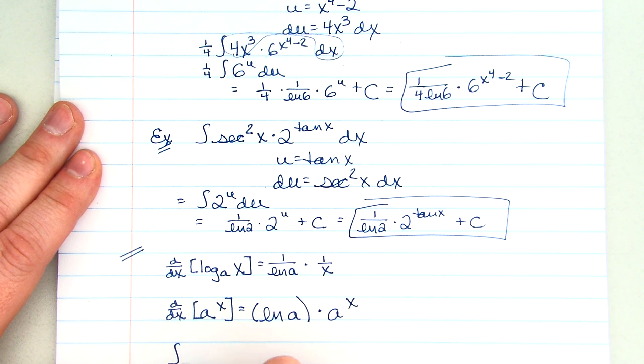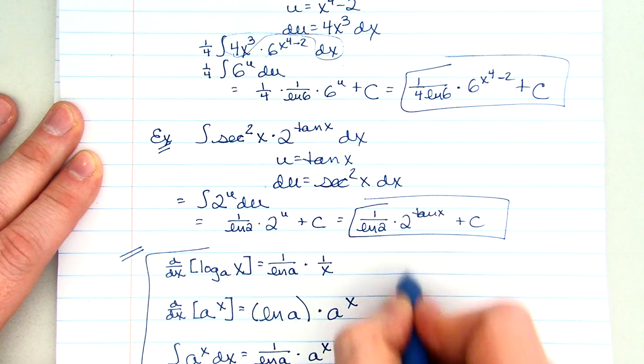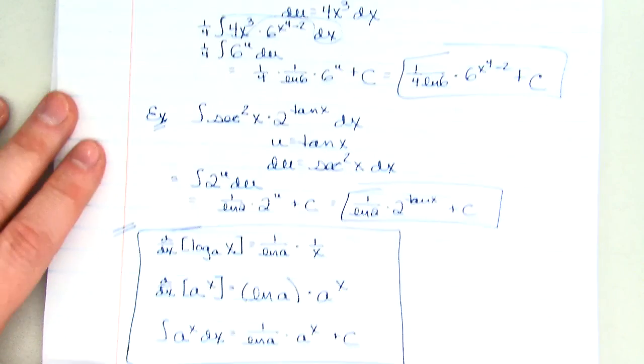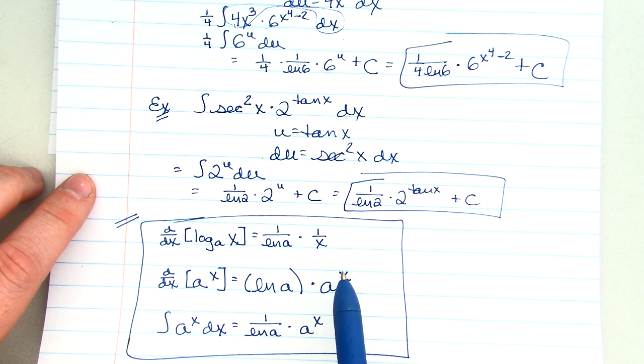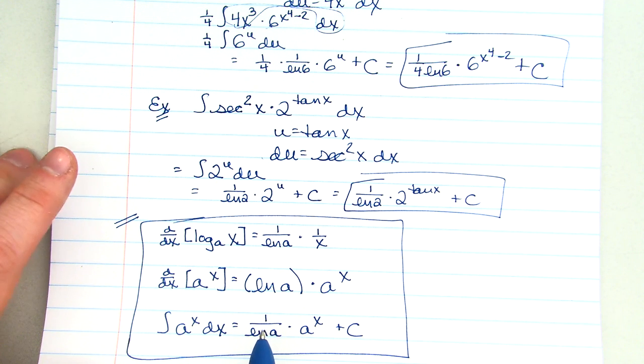You need to know that the integral of a to the x dx is going to equal 1 over the natural log of a times a to the x plus a constant. These are our 3 new rules. You need to keep track of, is it the natural log of a, or is it 1 over the natural log of a? And then is it 1 over x, or is it a to the x? Of course, on your test, I won't just make you apply the formulas directly. You'll also have to do the chain rule, product rule, quotient rule, use substitution stuff like we did in the examples here.